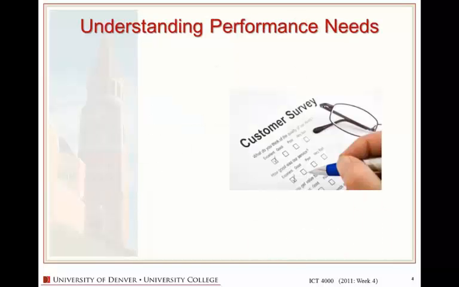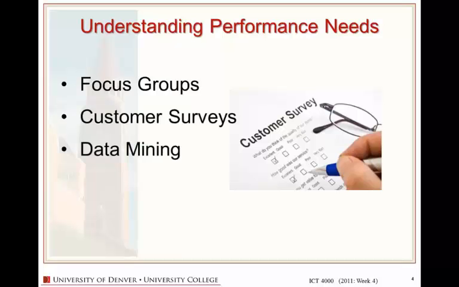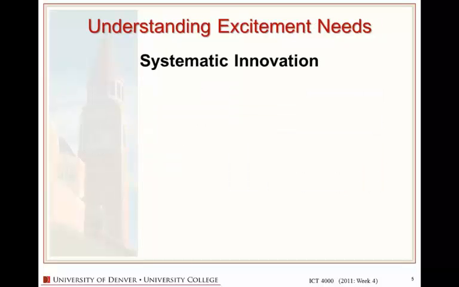Now, understanding performance needs is probably the easiest needs for which to gather information. This is where if you ask a customer, they'll tell you. So focus groups or customer surveys or even data mining all give an indication of what those performance needs might be. And the last group is understanding excitement needs. This is where it's a little bit harder.